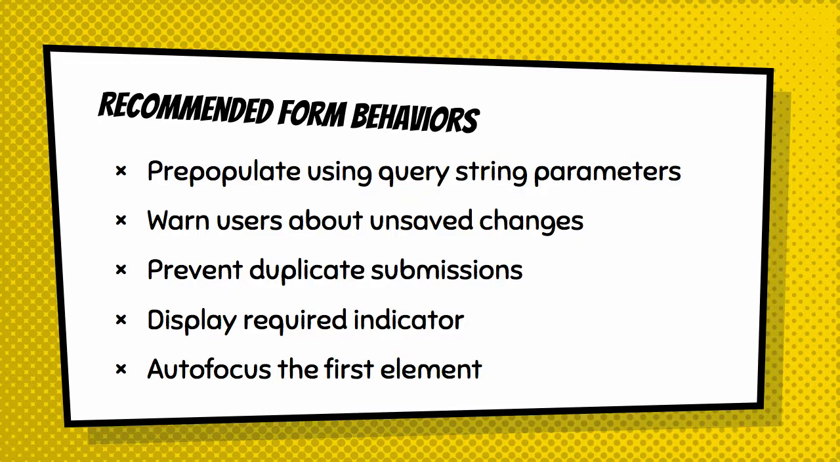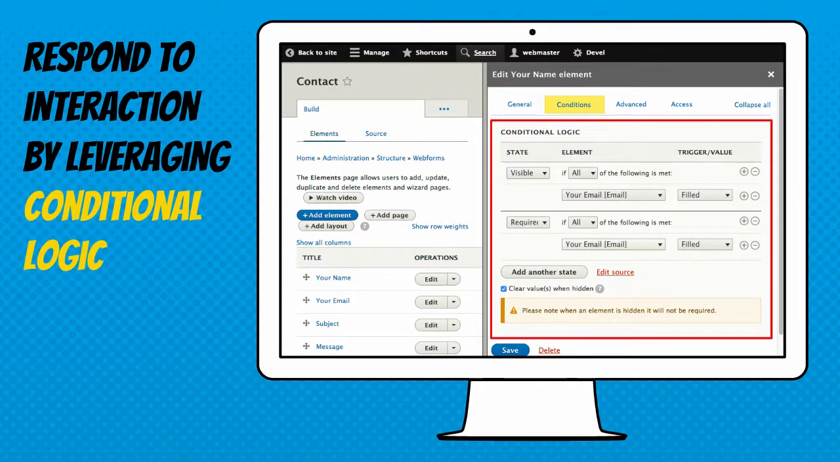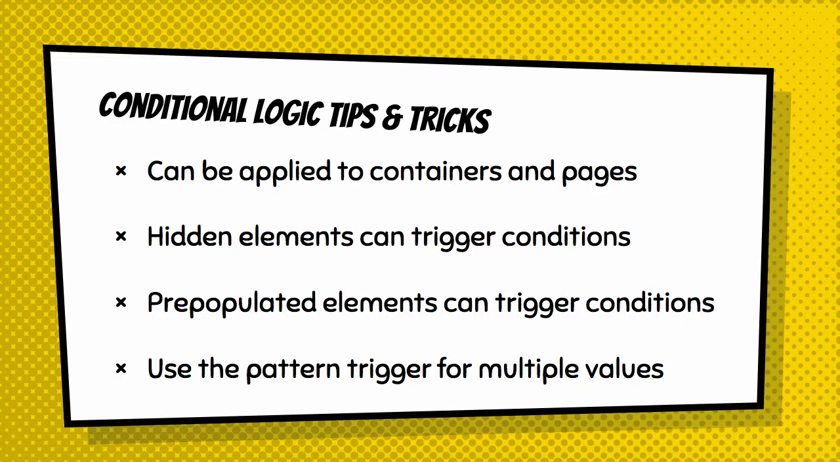Auto-focusing the first element is very useful if someone's going to a form and filling it out over and over again. If you're building a form where someone keeps coming in, it just means that it starts on the first input, they can just start typing. Conditional logic, responding to their interaction. So you can go in and say whether something's required. If someone entered an email address, you can decide, okay, I want to require this next element or not.